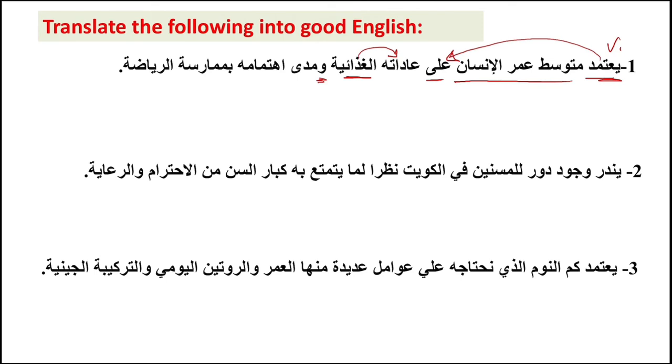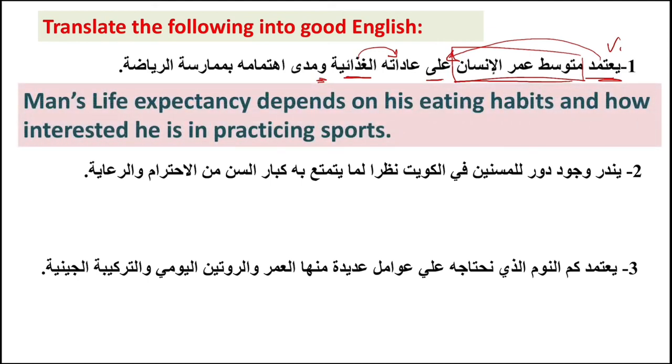Now let me remind you that in English we usually start with the subject, not like Arabic with a verb. So we start with the subject. An example would be like this. Man's life expectancy. Okay, so this is متوسط عمر الإنسان. And then the verb يعتمد على, I would make it depends on. Of course, you can have other verbs like rely, relies on, or any other verb that gives you the meaning.